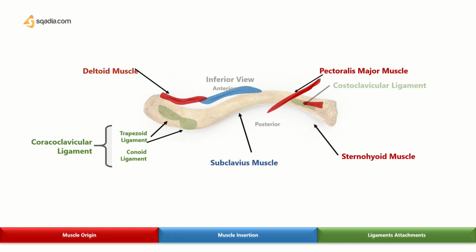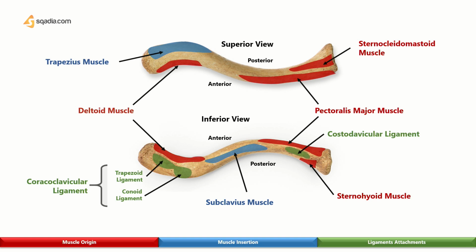Now looking at both the superior and inferior views, let's recall the attachments again. Just to remember, keep in mind that there are 4 muscles having origin: the deltoid, pectoralis major, sternocleidomastoid, and sternohyoid muscles, and 2 having the insertion, the trapezius and subclavius. The deltoid muscle having origin on the anterior border can be seen both superiorly and inferiorly, and the pectoralis major muscle having origin on the anterior surface can also be seen both superiorly and inferiorly.